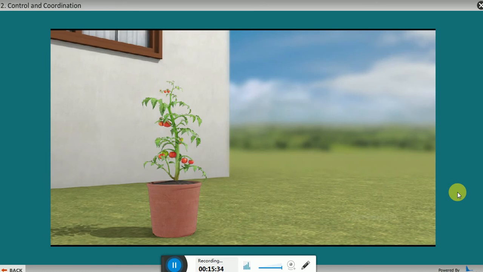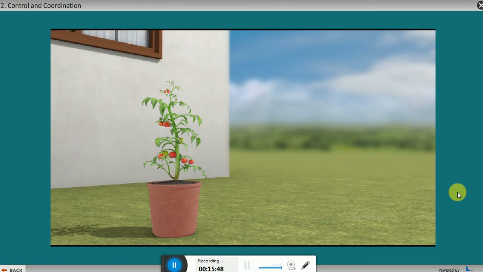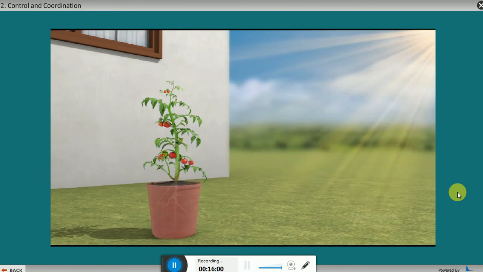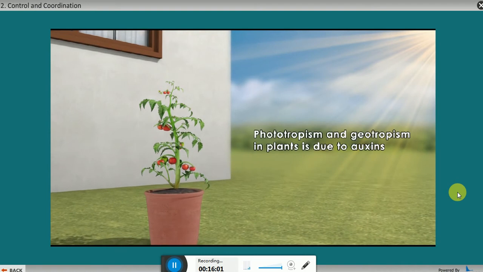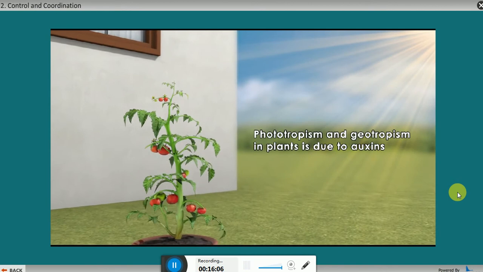The 5 most common growth regulators are auxin, cytokinin, gibberellin, abscisic acid, and ethylene. Auxins are produced in the tips of the shoots and roots, and growth is dependent on the amount produced. Phototropism and geotropism in plants is due to auxins.